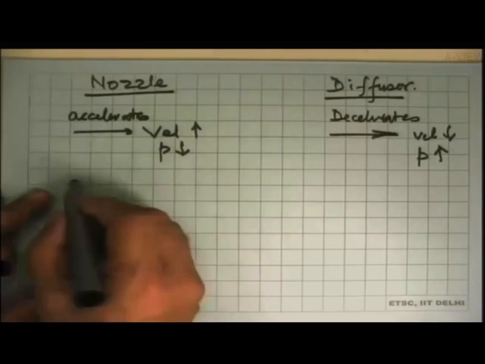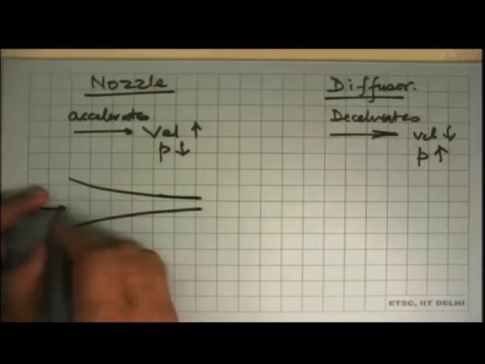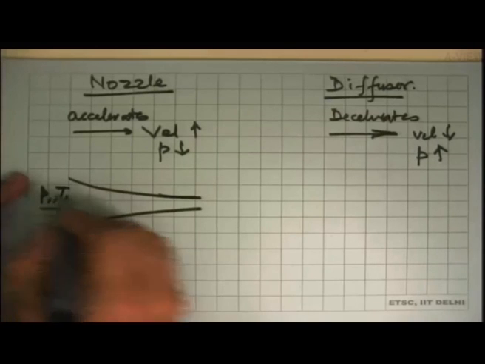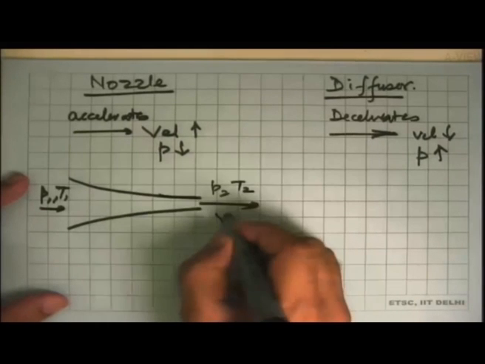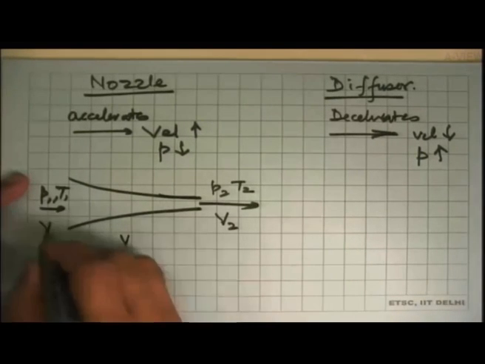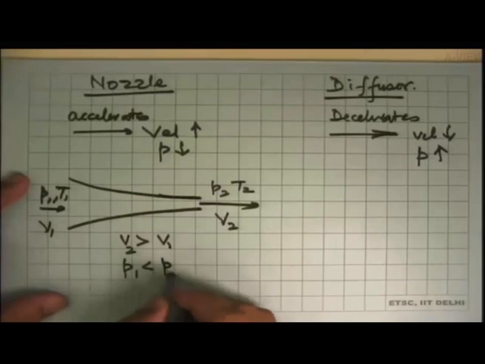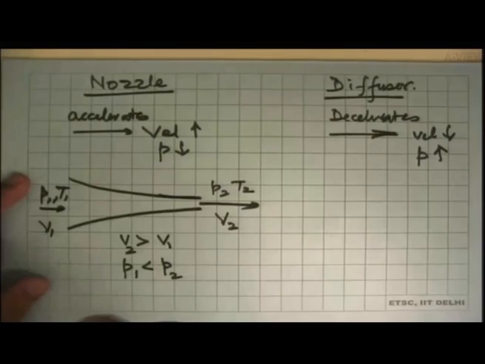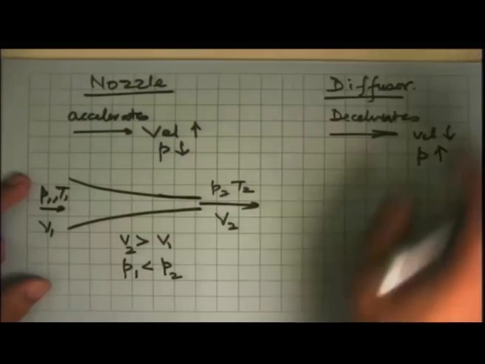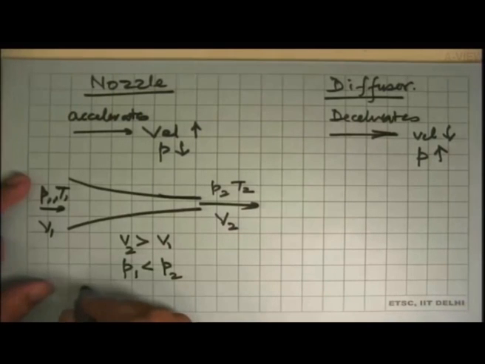So if you look at, say, air going through a passage like this, here the pressure is P1, T1, and it goes through this and comes out at a higher velocity. The pressure here has become P2, T2. The velocity here, V2, is much greater than V1, and P1 is greater than P2. So this is a nozzle. With one little caution, for those of you who have gone into compressible flow study: this is true if everywhere the Mach number is less than 1. It is a subsonic flow.